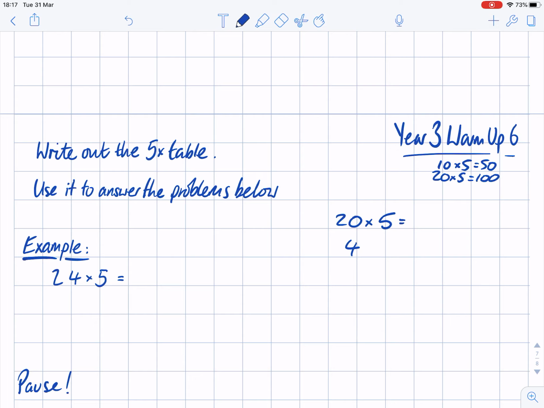So now you know that 20 multiplied by 5 is 100, and you know that 4 multiplied by 5 is 20. So if you add those together, you get 120. And that is 24 multiplied by 5.